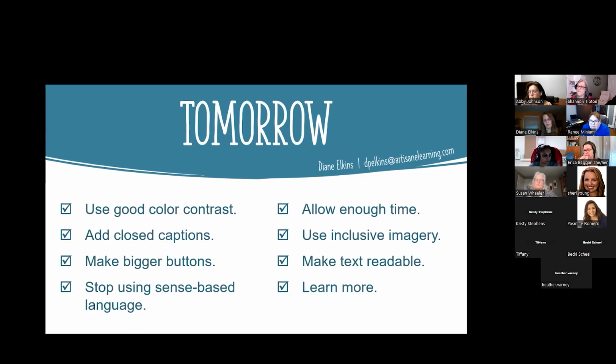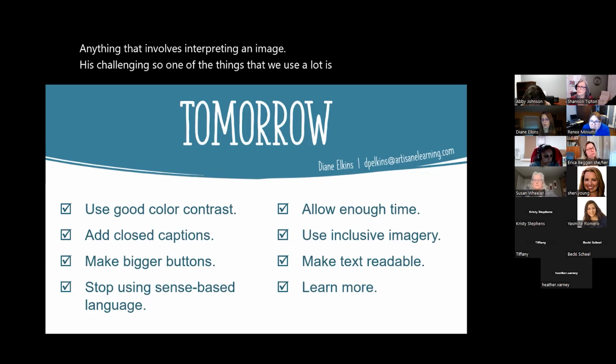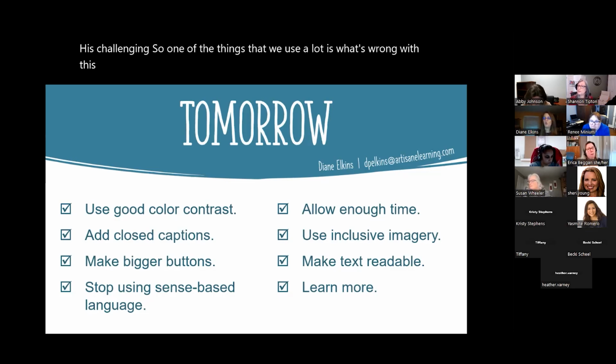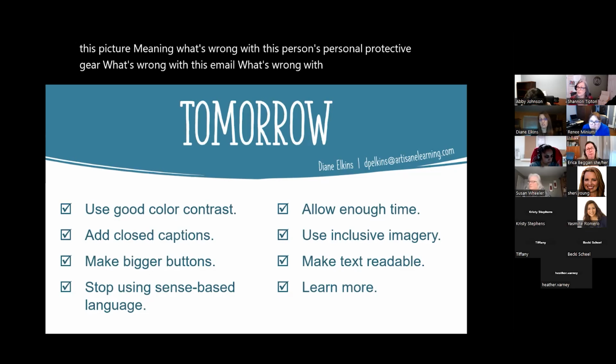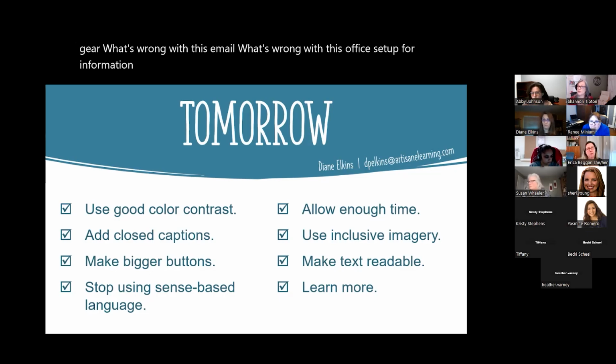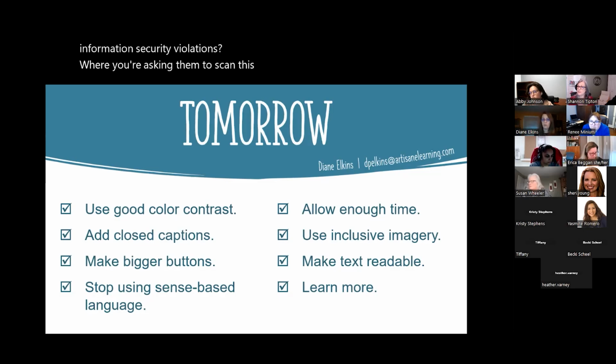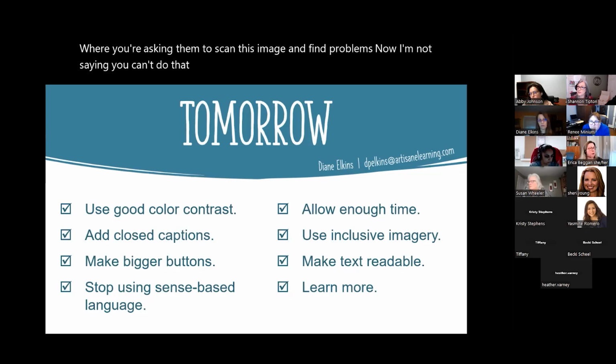Anything that involves interpreting an image is challenging. So one of the things that we use a lot is what's wrong with this picture? Meaning what's wrong with this person's personal protective gear? What's wrong with this email? What's wrong with this office setup for information security violations? Where you're asking them to scan this image and find problems. Now, I'm not saying you can't do that. I'm saying you have to do it very thoughtfully.